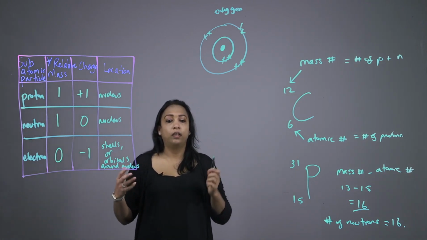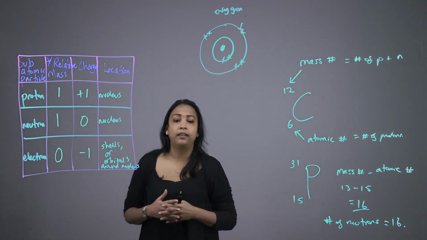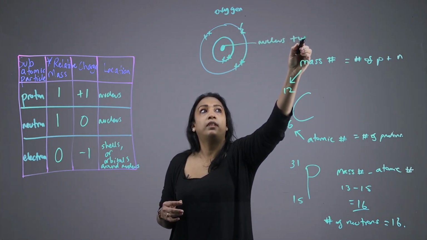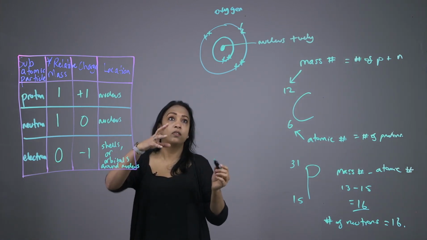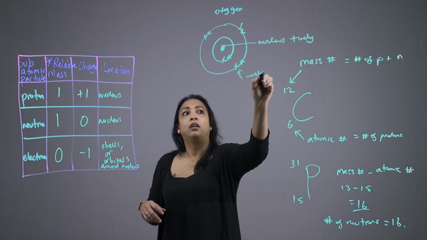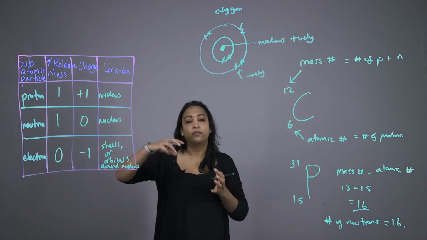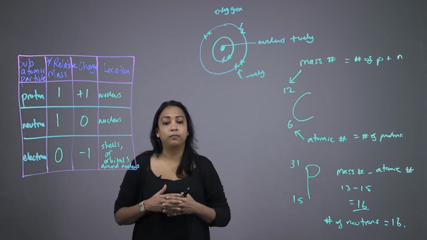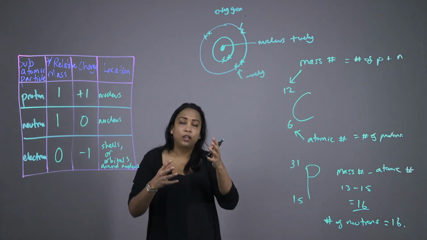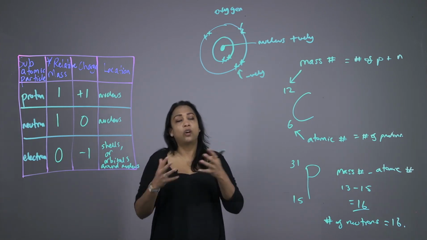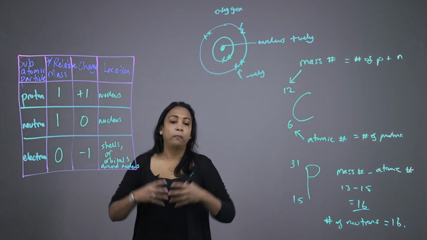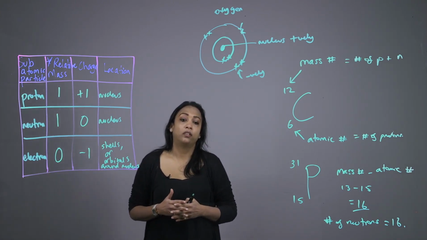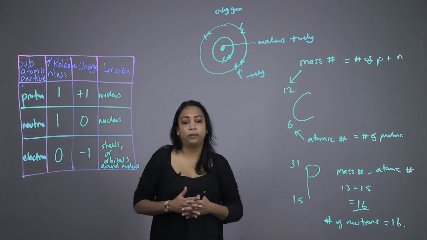Now, the nucleus contains the positive protons and the neutral neutrons, and therefore the nucleus is positively charged. The electrons are negatively charged. So the electrostatic force of attraction between the positive nucleus and the negative electrons holds the atom together. The closer an electron is to the nucleus, the stronger the force of attraction, and therefore the more stable it is. The further away from the nucleus, the less the attraction, and therefore the less stable it is.